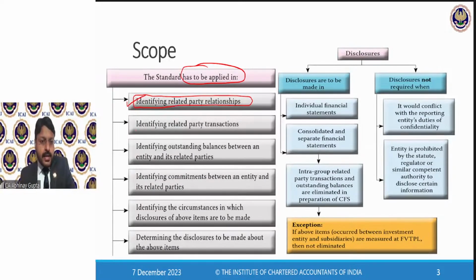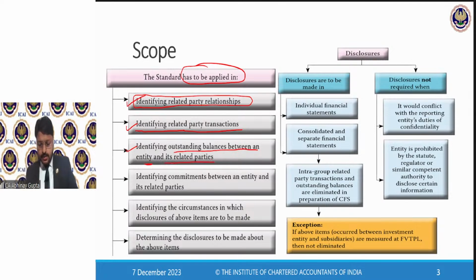Then we will identify the transactions which have taken place during the year with all such related parties. So the next step is identification of the related party transactions. Then third is identifying the outstanding balances between an entity, that is the reporting entity, and its related party.